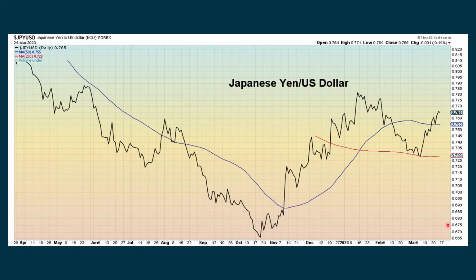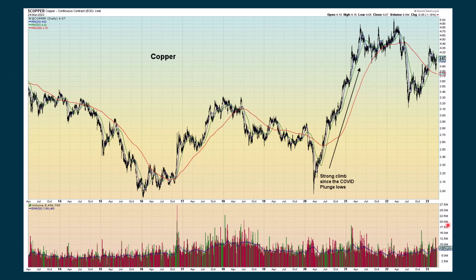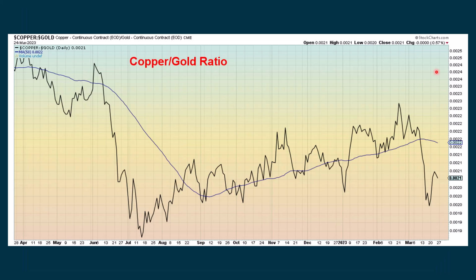Here's another look at the Japanese yen. Copper, something that we use as a barometer for the economy. If that's going up, things are generally rosier looking out into the future. If it's going down, things are not looking as good. We're still in an overall uptrend with copper, but we have been showing a lot of recent weakness. Then we look at the copper to gold ratio, where copper has been really underperforming gold. As this whole banking crisis has been going on, gold has really been going up.